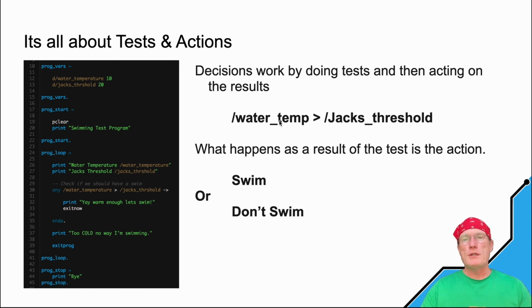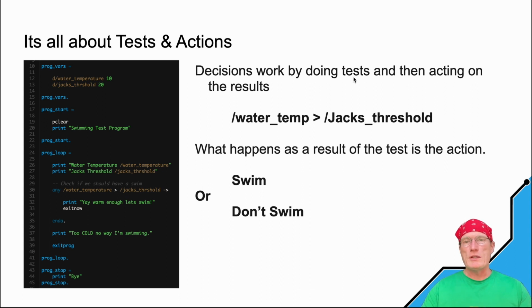For example, if the water temperature was 25 degrees centigrade and my threshold was 20 degrees centigrade, then this is a true test and the result would be true. In which case the action is I'm going to go for a swim because the water's warm enough. But if the water temperature was, say, 10 degrees and my threshold is 20, then the test result is false because the water temperature is not greater than my threshold. So the action I'm going to take is I'm not going to go for a swim because it'll be too cold.